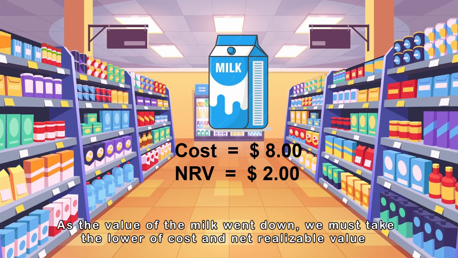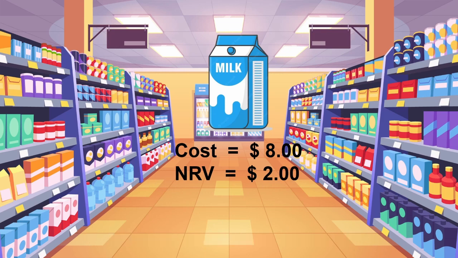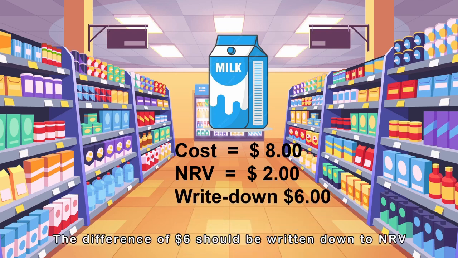As the value of the milk went down, we must take the lower of cost and net realizable value. NRV of $2 is lower than its cost of $8. The difference of $6 should be written down to NRV.